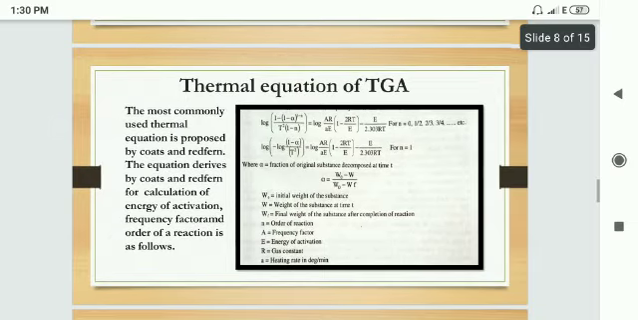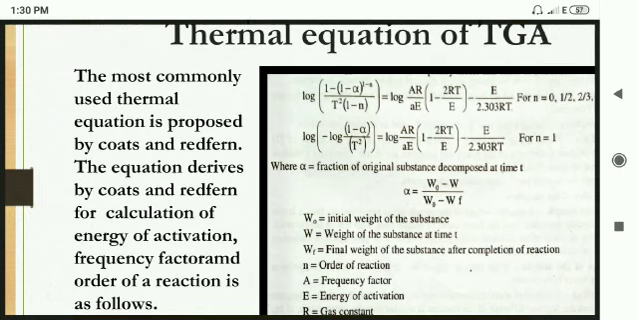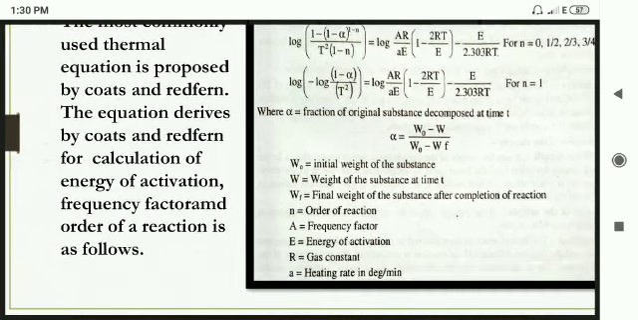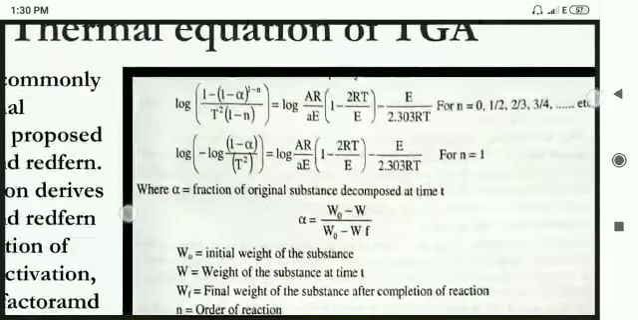Thermal equation of thermogravimetry analysis. The most commonly used thermal equation is the one proposed by Coates and Redfern. The equation derived by Coates and Redfern for calculation of activation energy, frequency factor, and order of reaction is as follows. These are the reactions for the thermal equation.